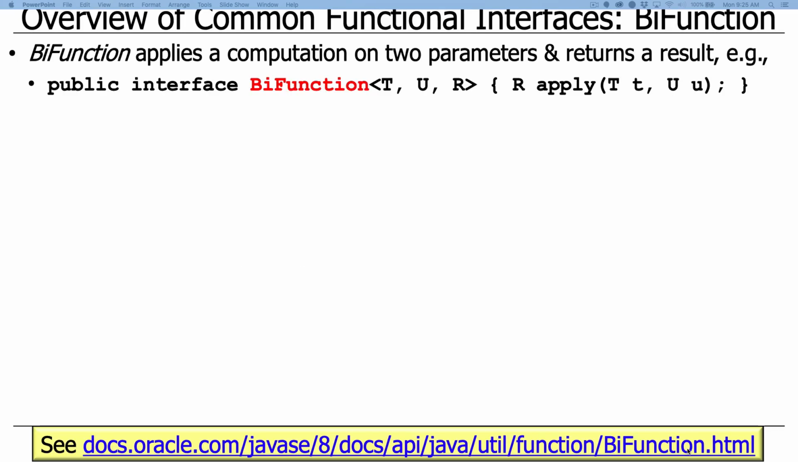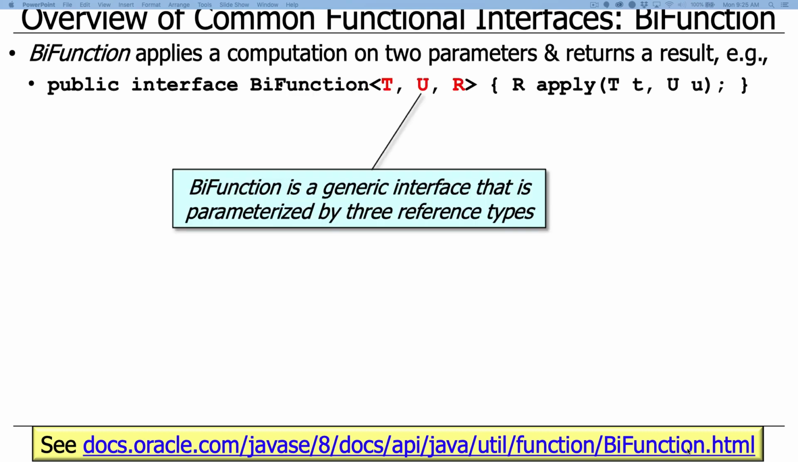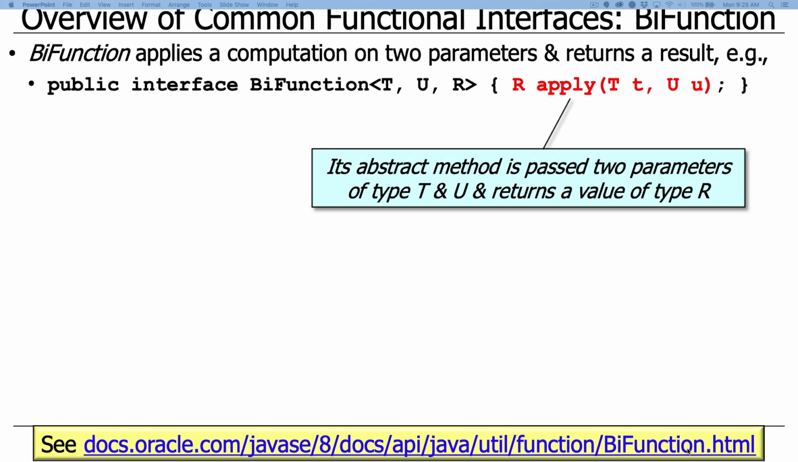So BiFunction is a functional interface. As you can see, it takes 3 type parameters. It takes T, which is the first parameter to apply, U, which is the second parameter to apply, and R, which is the return value. Apply for BiFunction is like apply for Function, except there's a second parameter, not just a single parameter. And it also returns a return value of type R.